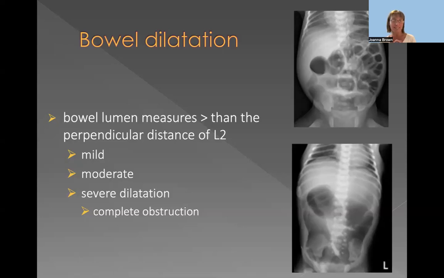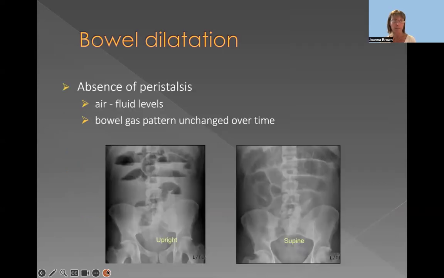So this distance, in neonates or in teenagers, relates to the size of the body. If you have dilatation more than the perpendicular distance, we think about mild bowel dilatation, and then moderate, and then severe dilatation. And when you talk about severe dilatation, as you can see here in this baby, you need to decide: is it complete or non-complete obstruction of the bowel?